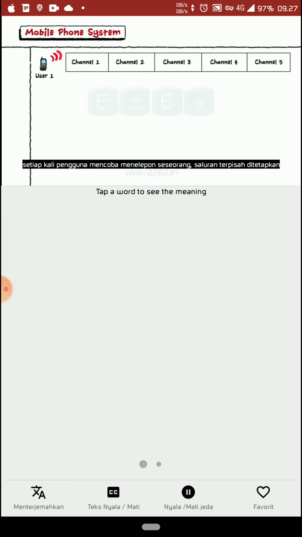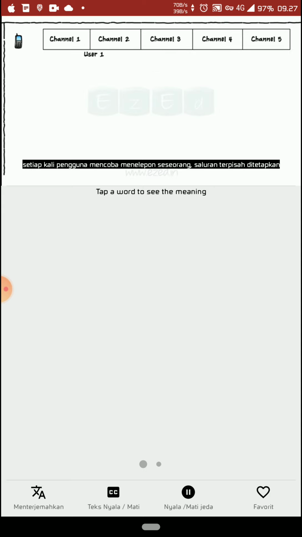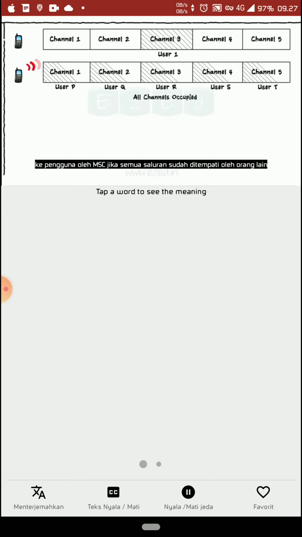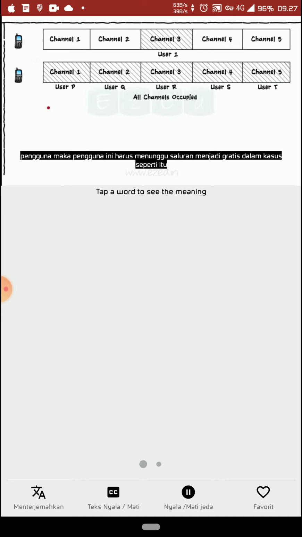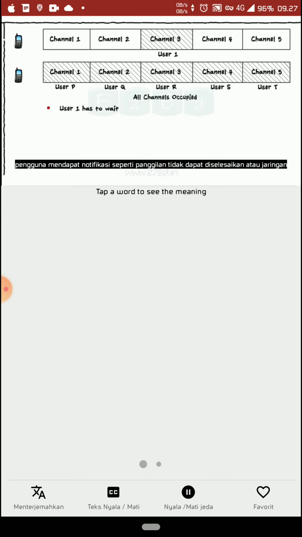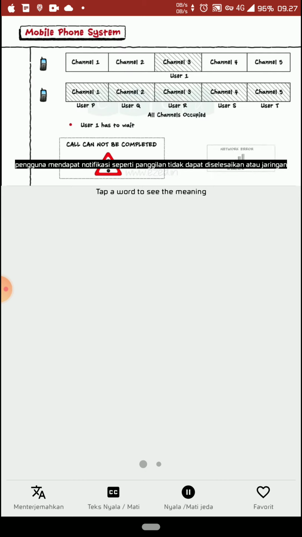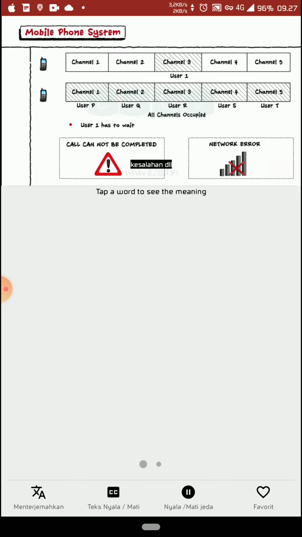Whenever a user makes an attempt to call someone, a separate channel is assigned to the user by the MSC. If all the channels are already occupied by other users, then this user has to wait for a channel to become free. In such a case, the user gets a notification such as call cannot be completed, or network error, etc.